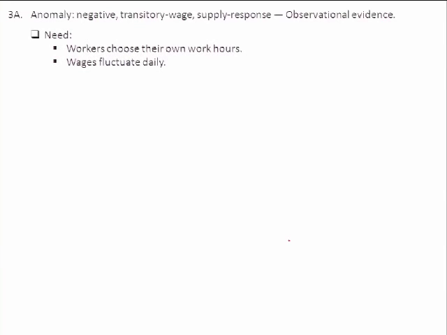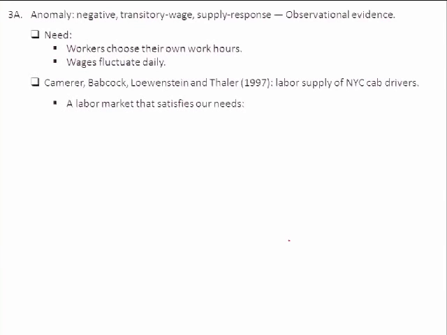Camerer, Babcock, Loewenstein, and Thaler, 1997, very famous paper. I still don't know who Babcock is. Camerer, Loewenstein, and Thaler are, let's say, unarguably in the top 10 behavioral economists in the history of the field, and we'll meet them again repeatedly. Well, we've met Thaler already, right, because we read Kahneman, Knetsch, and Thaler. They found a labor market that satisfies our needs, which is the New York City cab driver market.